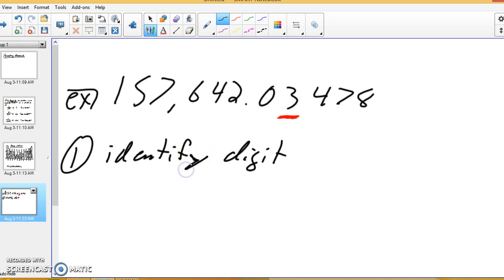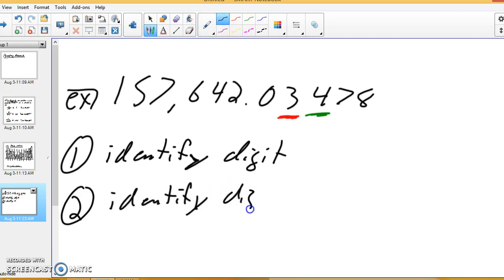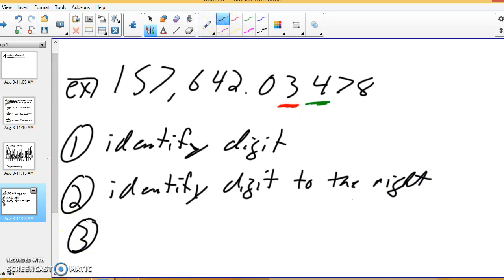Okay, so the next step is identify the number to the right of that digit. So in this case, the number to the right is the 4. Step 3 is we have to identify, okay, is that number to the right greater than the number 5, or is that number to the right smaller than the number 5?